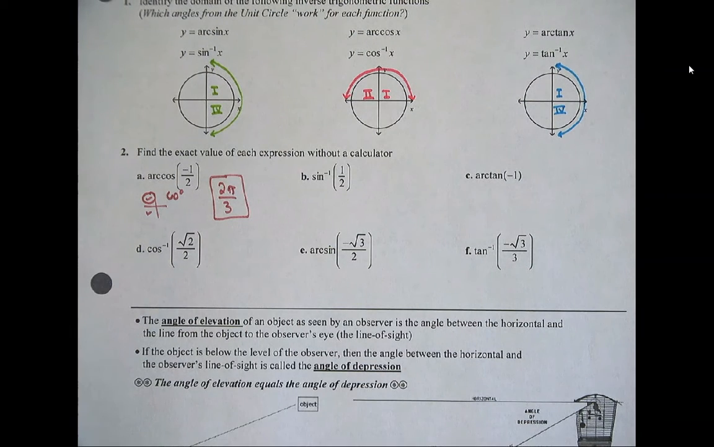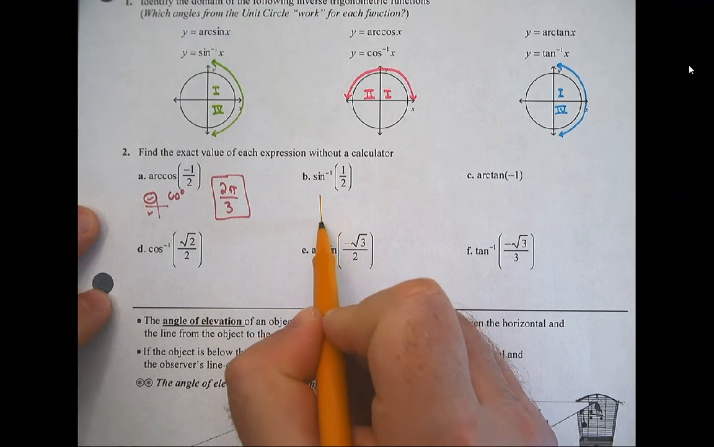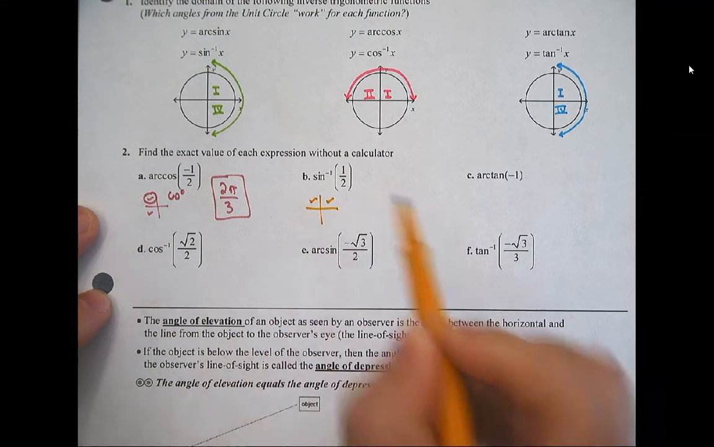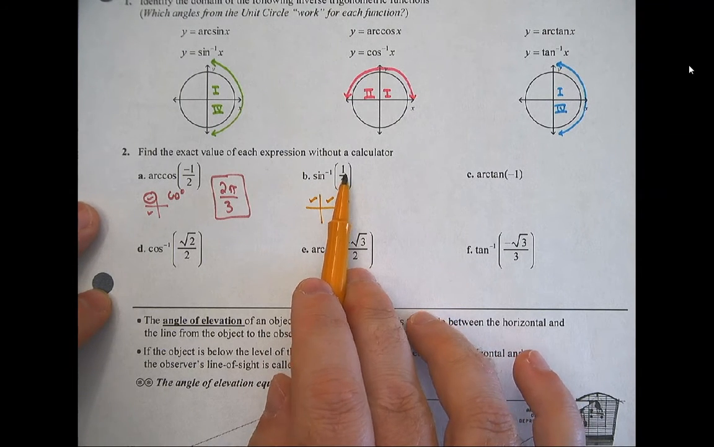Let's try another one. Sine is positive, so I'm going to go through and check. Sine is positive in those two. Sine is also 1/2 of the special right 30 degrees.